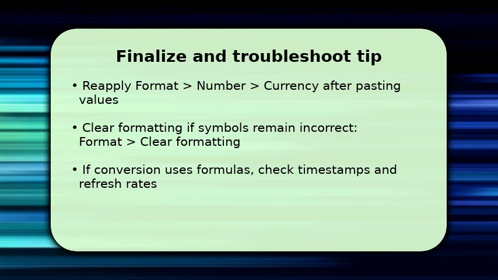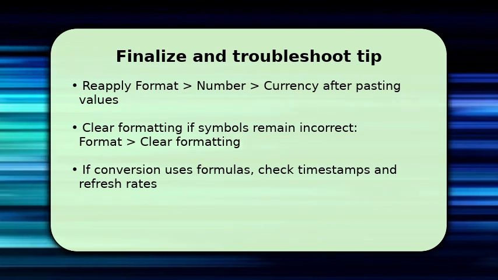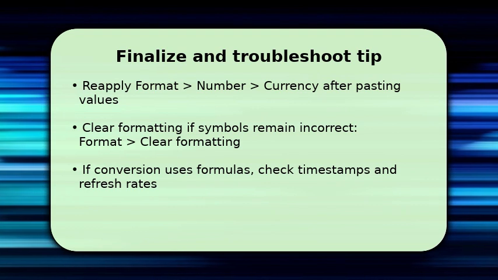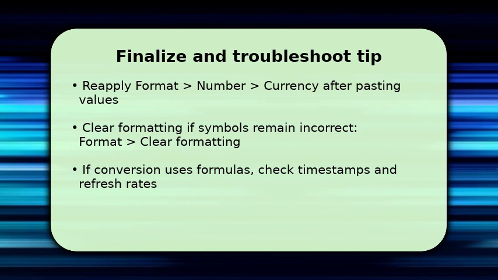If symbols still show wrong, clear formatting on affected cells and reformat them. This removes conflicting local styles. If you used live conversion formulas, make sure Google Finance is returning current rates and refresh the sheet if needed. Troubleshooting tip: wrong currency symbol usually means incorrect locale. Change file settings and reapply the currency format to fix it.